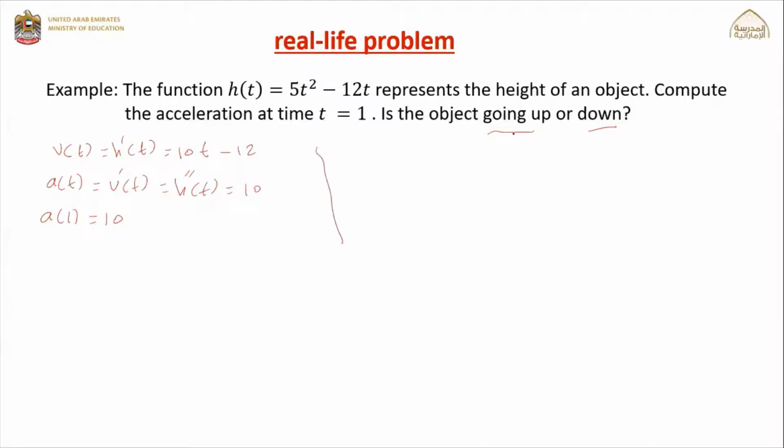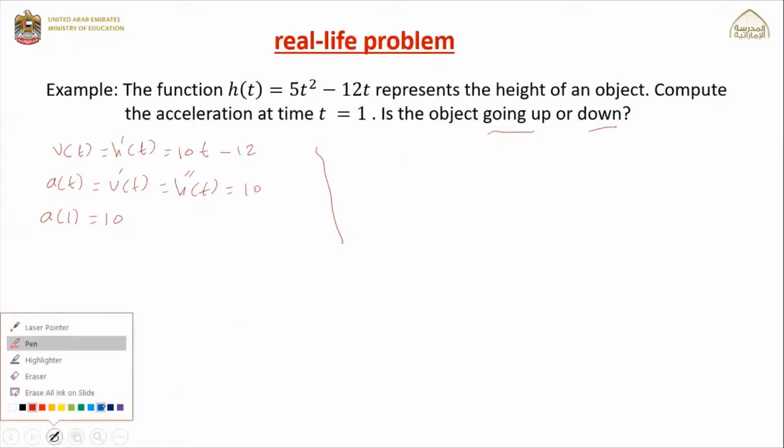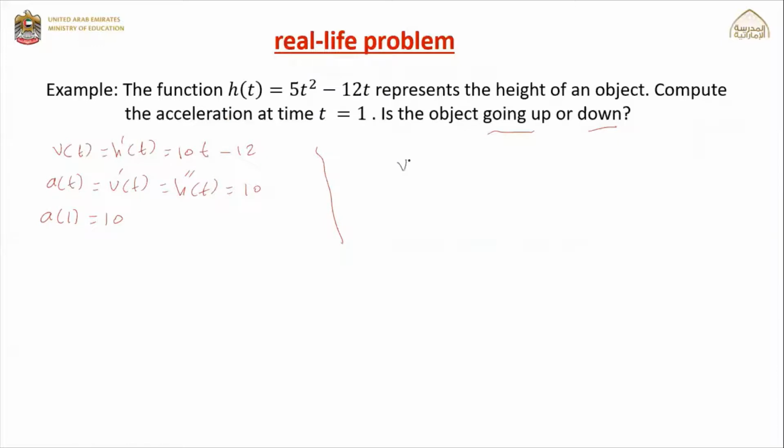The second idea here: is the object going up or going down? Whether the object is going up or going down depends on the sign of velocity. So I must find the value of velocity at t equals 1. So I will find v of 1. v of 1 is 10 times 1 minus 12, which is minus 2.